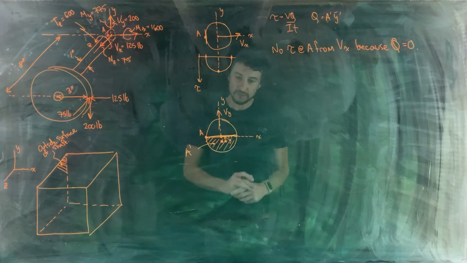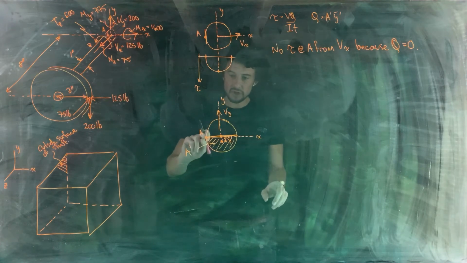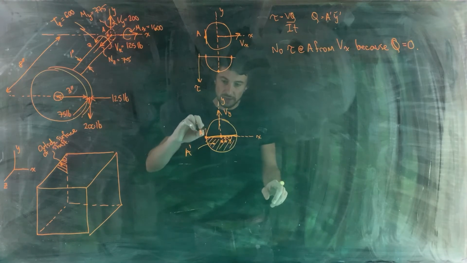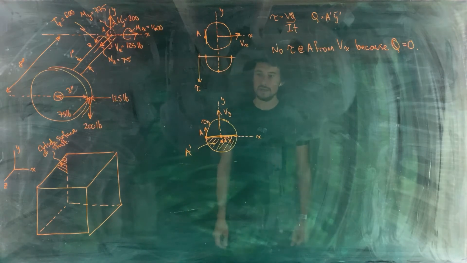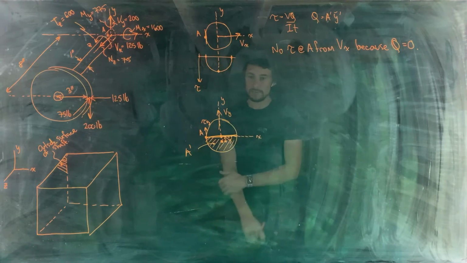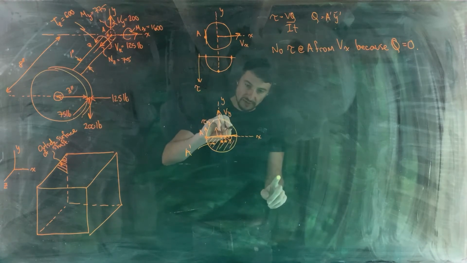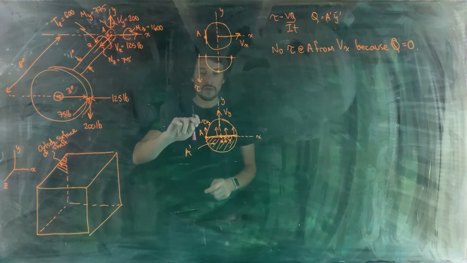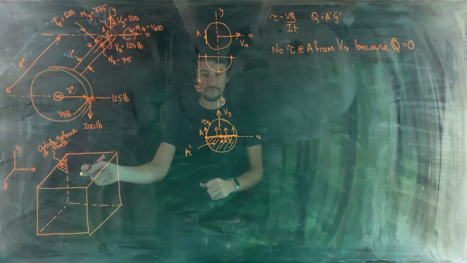So y bar prime. Okay. All points on that line that I've drawn will experience a shear stress that is directed in the direction of Vy. So over at point A, we'd have a shear stress oriented in the direction of Vy. Similarly, any point along this line would have a shear stress of the same magnitude and in the same direction. So before we calculate what the magnitude of tau from Vy is, let's place that shear stress on our volumetric element.